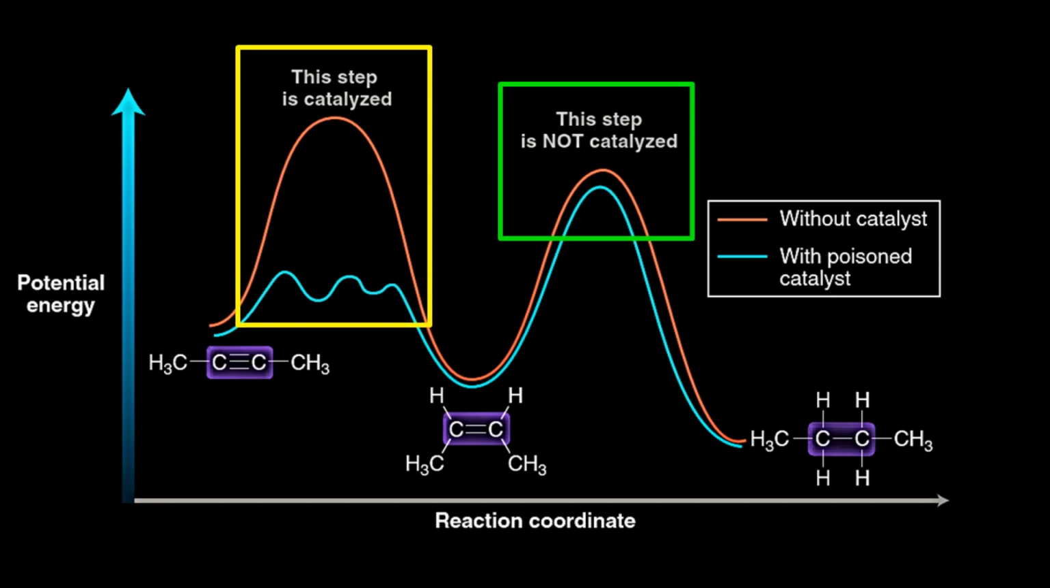But now look at the green box on the right. This step is not catalyzed. That second step, going from alkene to alkane, doesn't get any help from the catalyst. So without that extra boost, the activation energy stays high, and the reaction just stalls right there. That's why the whole thing stops at the alkene stage. If we were using a regular metal catalyst, both steps would be catalyzed, and the reaction would go all the way to the alkane. But with a poisoned catalyst, that second downhill slide is blocked, like hitting a roadblock in the middle of the path. And that's exactly what lets us stop the reaction at the cis-alkene and actually isolate it as the final product.